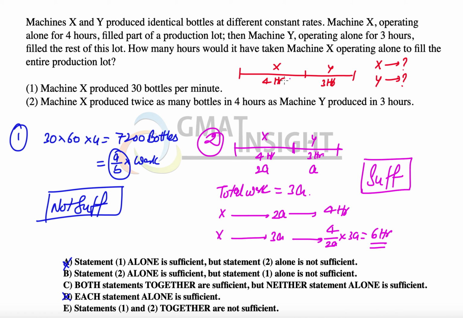So the second statement alone is sufficient to answer the question, because it just gave us the comparison of the work done by X and Y in 4 and 3 hours respectively. Now, because the first alone is not sufficient but the second statement alone is sufficient, therefore the answer should be option B. Thank you so much.